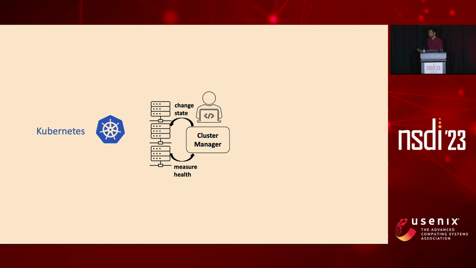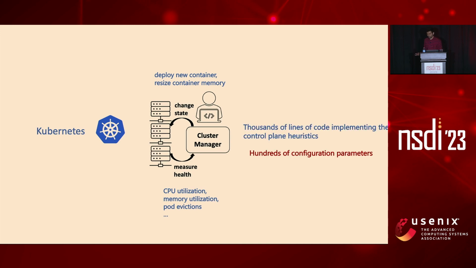Another cluster manager that we consider is Kubernetes. It's a well-known container deployment and management system. Here, the health metrics that are measured are CPU and memory utilization, the number of pod evictions. And these are used to make decisions about whether you want to deploy new containers or whether you want to resize existing ones. And once again, you have a large number of configuration parameters that govern this behavior.